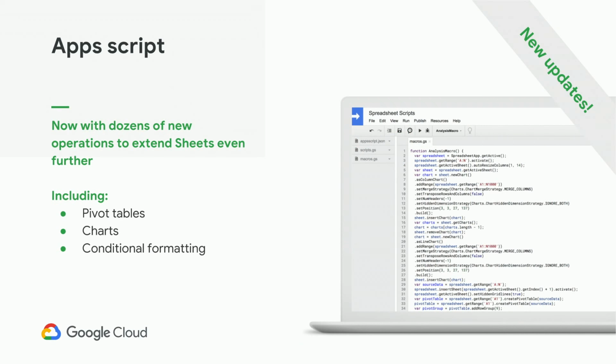With Apps Script, you can see that on the right. It's basically JavaScript with additional capabilities added to it. We've worked hard to make it fully featured. This year, we've added additional functionality like pivot tables, charts, and conditional formatting, among other things, into Apps Script. So if you've tried it before, give it another shot and see what's possible now.